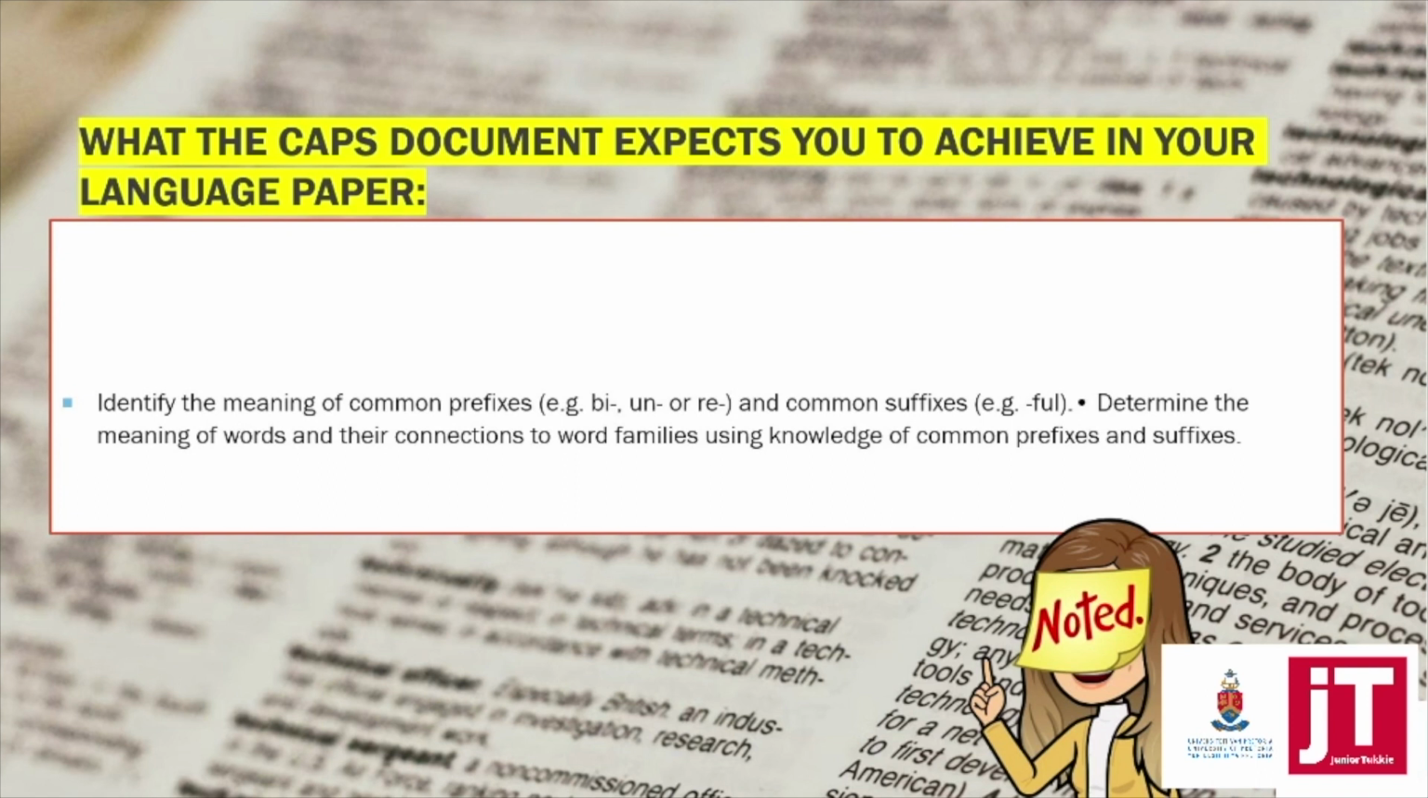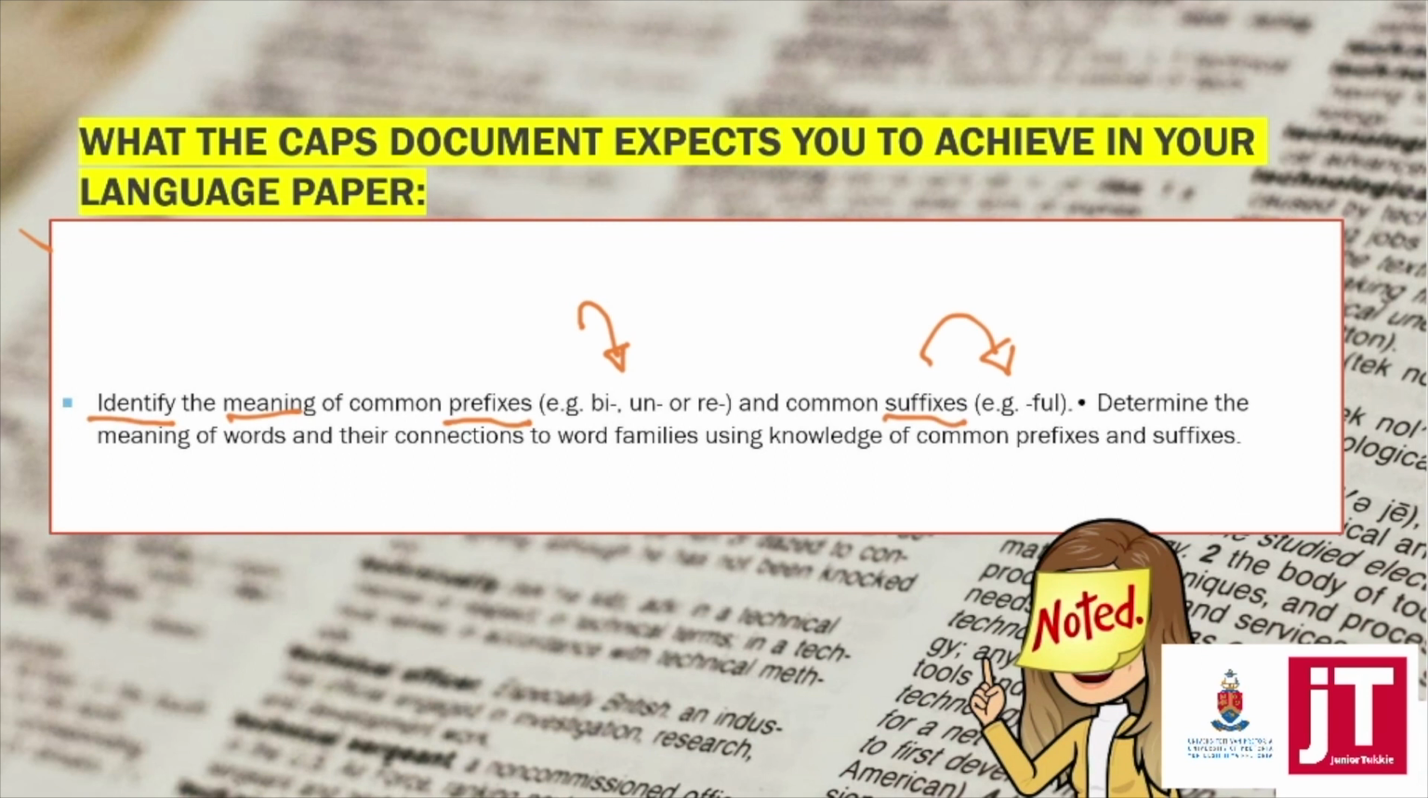Right, so let us take a look at what the CAPS document expects you to achieve in your language paper. The CAPS document is known as the Curriculum Assessment and Policy Statement, and it is a document that is released by the Department of Education. And basically, it states exactly what is expected of you to know when it comes to entering into these exams. So when it comes to prefixes and suffixes, it says this: the learner must be able to identify the meaning of common prefixes and common suffixes. So go ahead and write down prefixes and then these three as an example, and suffixes, and this is an example.